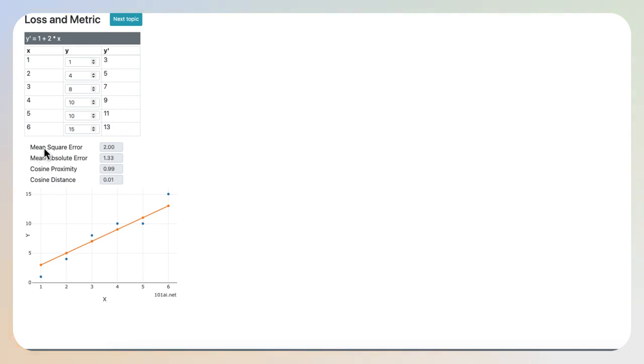Mean square error, or MSE, and mean absolute error, MAE, are examples of loss functions. On the other hand, cosine proximity and cosine distance are examples of metrics. Now, if we change these y values, these loss and metric values will be updated as expected. Let's try it. So if we change one of the y values, we see that these calculated values are changed.